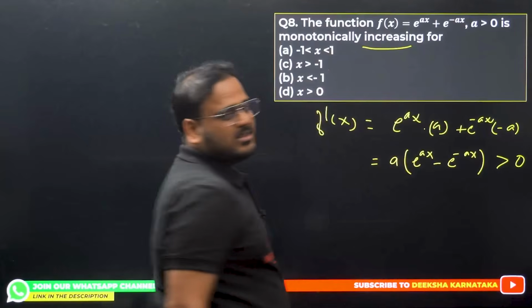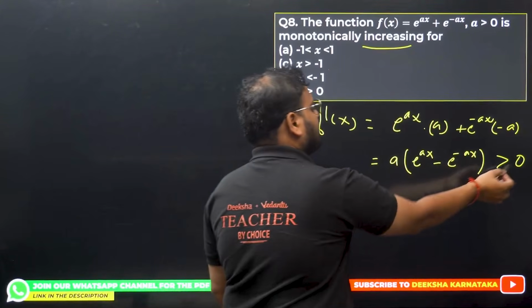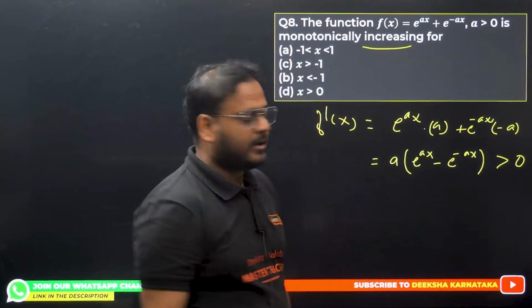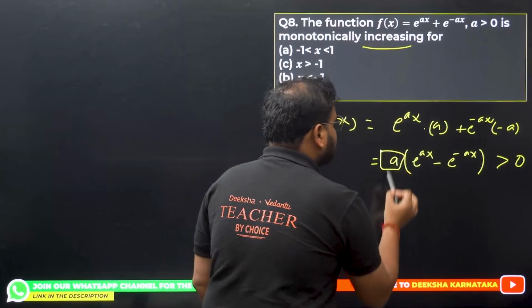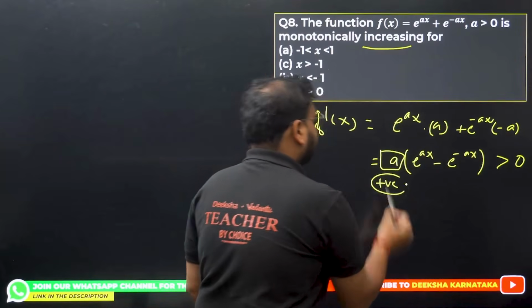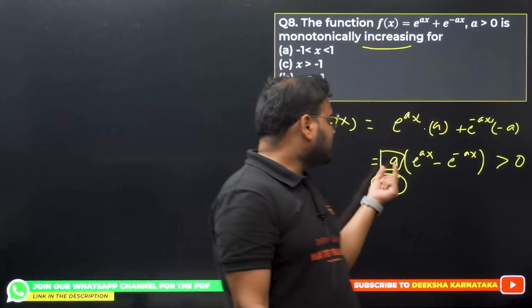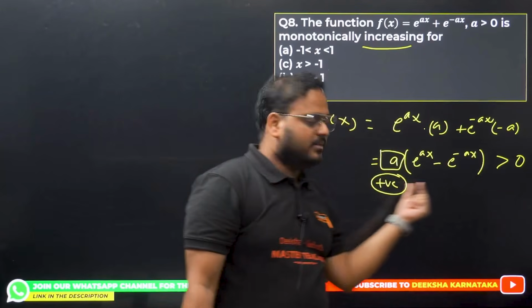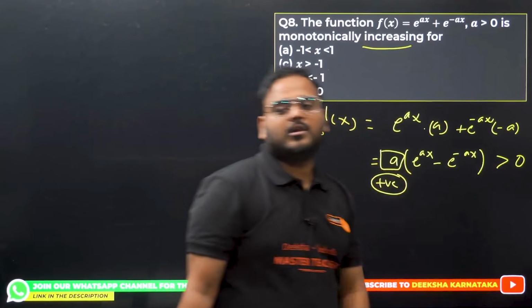That's why I can just ignore this. I can ignore the inequality as greater than equal to 0. Alright. This is a positive value. A is given as positive. Means this will have no effect on the inequality. This particular value will have no effect on the inequality.